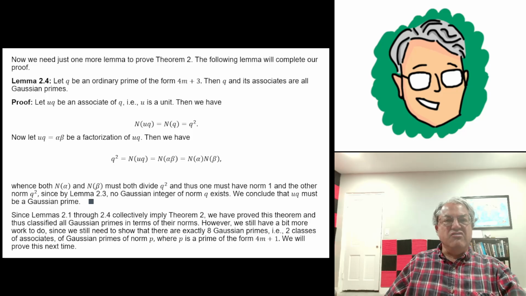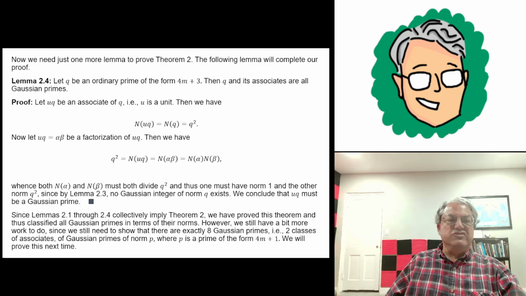But it turns out that there's only two essentially different Gaussian primes of norm p, where p is a prime of the form 4m plus 1: a plus bi and its complex conjugate, a minus bi. Turns out those are not associates of each other. So we have two Gaussian primes that aren't associates of each other, but all the associates of both of those two primes are also Gaussian primes of norm p. So that's a total of 8.